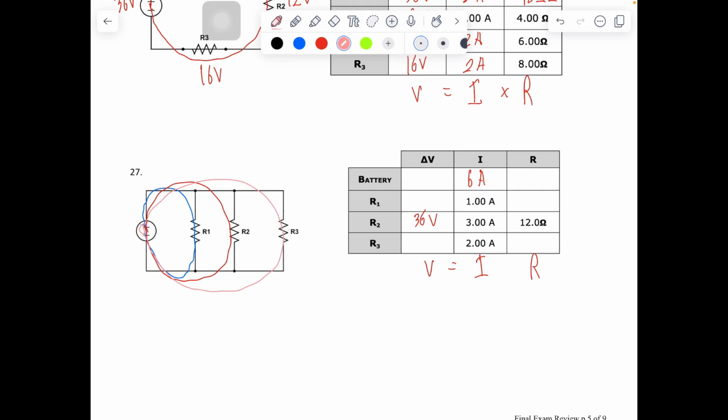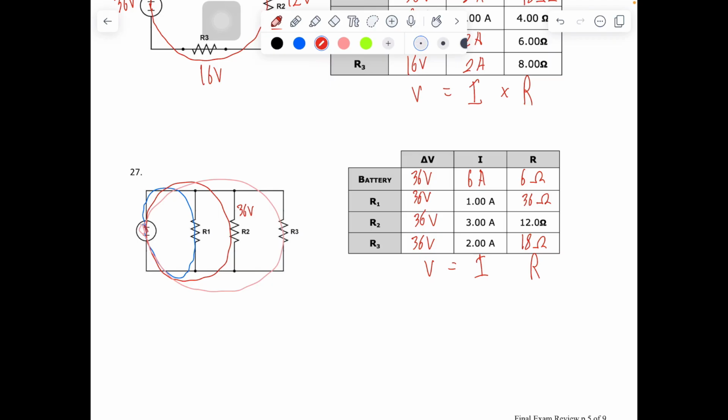Since we are dropping 36 at R2, and that is the only resistor we encounter, that is the only voltage drop, loop rule says the voltage drop across any one loop must equal the voltage across the battery. So, battery must be 36. If the battery is 36, well, you can also encounter only resistor 1 and drop 36 there. You could also go through resistor 3 and drop 36 there. And now we just have to take the voltage, divide by current, and we get our resistance. That gives us 36 ohms right here. That gives us 18 ohms right here, and 6 ohms right here.